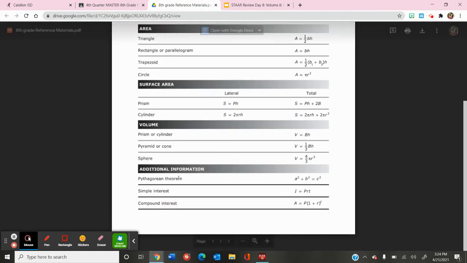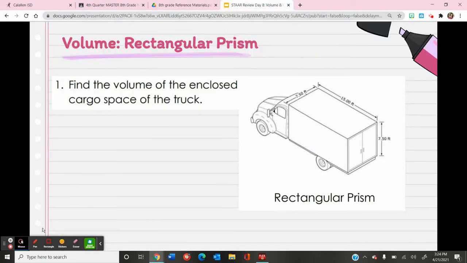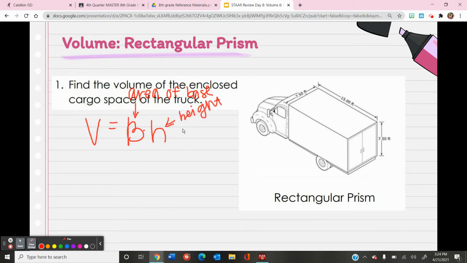I'm going down to volume, and here it tells me the formula for volume of a prism is V equals big B times little h. Now, I'm going to go ahead and write down that formula. V equals big B times little h. Now remember, big B stands for the area of your base, and h stands for the height of your prism. So this is the distance between both of your bases.